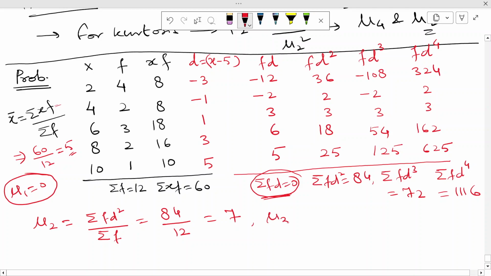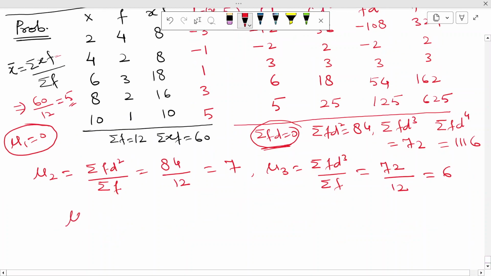Next we have mu3, which is summation fd cube over summation f, which is 72 over 12, so this is coming out as 6. And lastly we will find the value of mu4, which is summation fd to the power 4 over summation f, which is 1116 over 12, and this is coming out as 93.